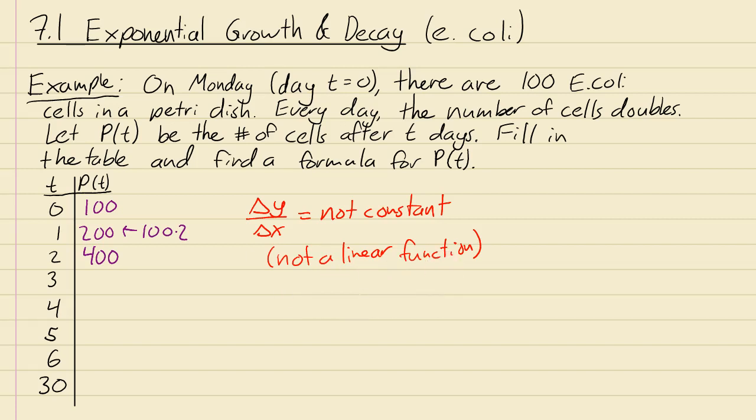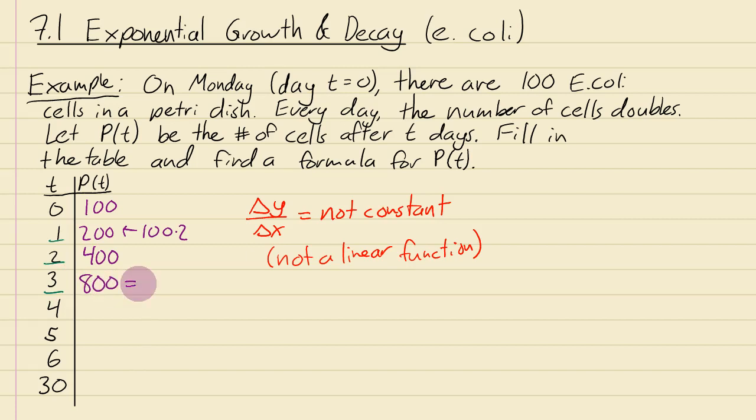If we keep going here, you can just keep doubling it and get 800. But what I want to see is what's the connection between these values of t that we have here and these numbers. T tells you how many times you doubled it. So what do you do with the number 3? It means you double 100 3 times, starting with 100.